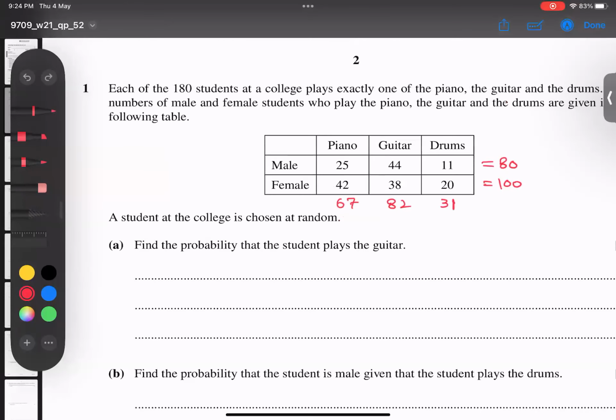So let's start. The first question is asking, a student from the college is chosen. Find the probability the student plays guitar. So the total students who play guitar are 82, out of 180 total. If you simplify, the answer is 41 over 90. Done.